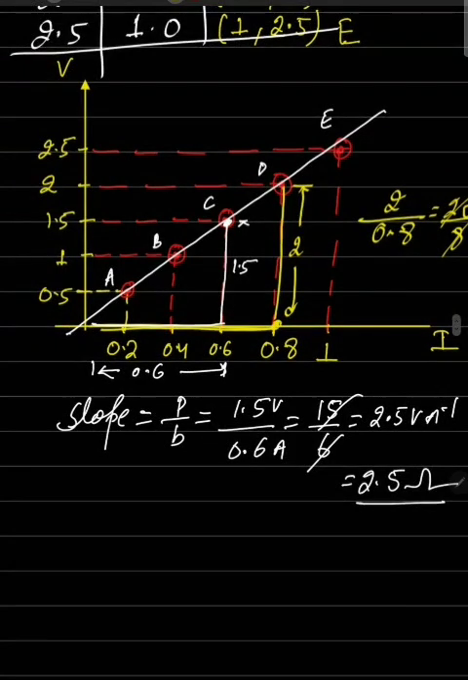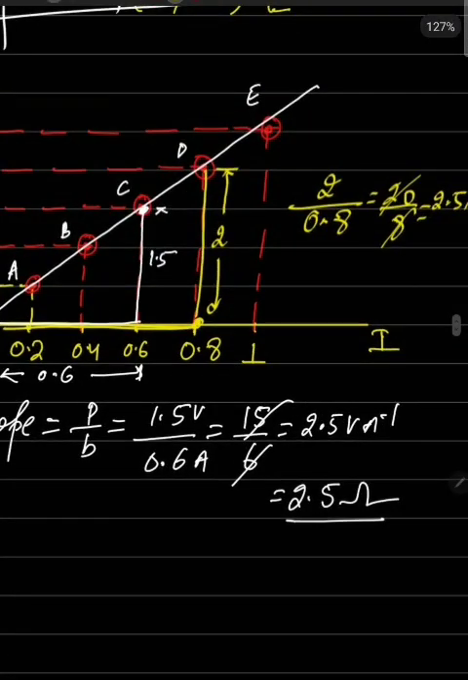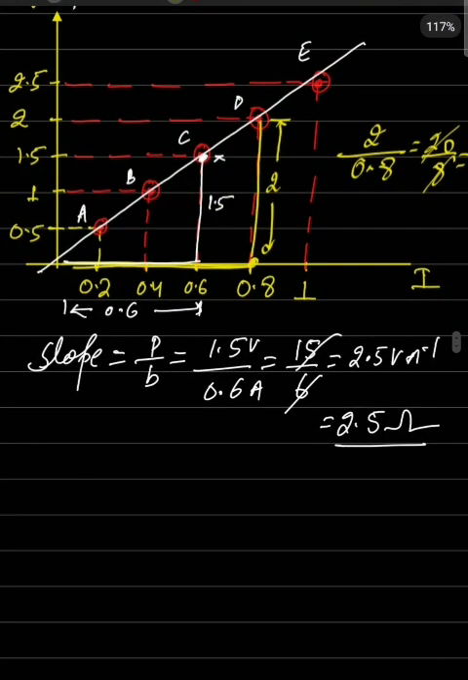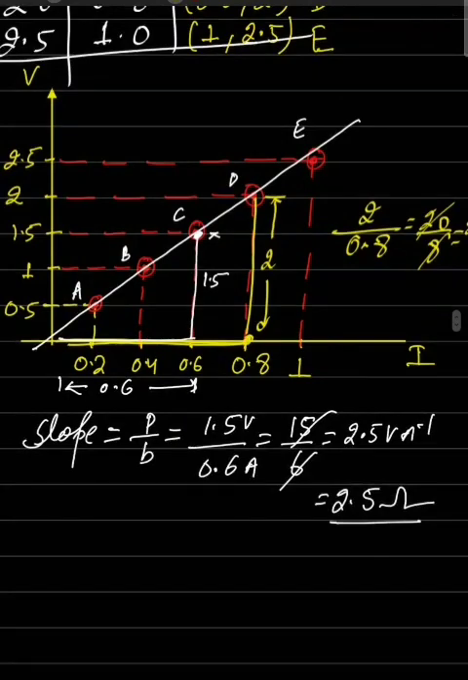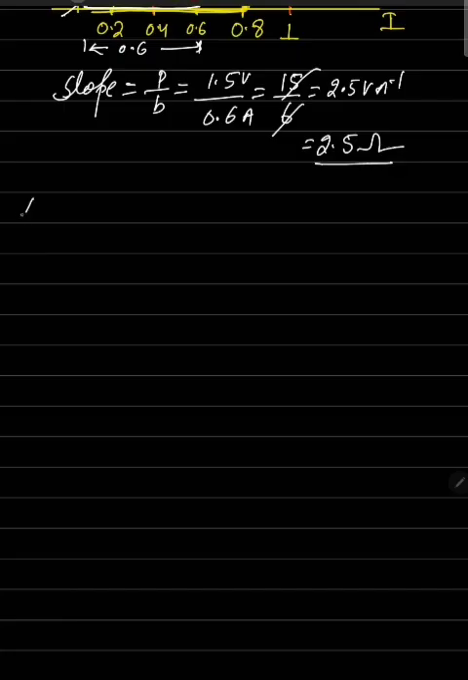So this is constant, meaning whenever you choose any point and find the slope, you will get the same value. That one is our resistance. So through this I have proved that if we find the slope of the VI graph, we will get the resistance of a conductor.